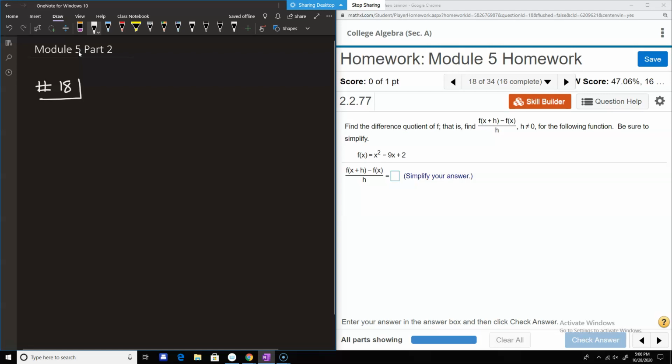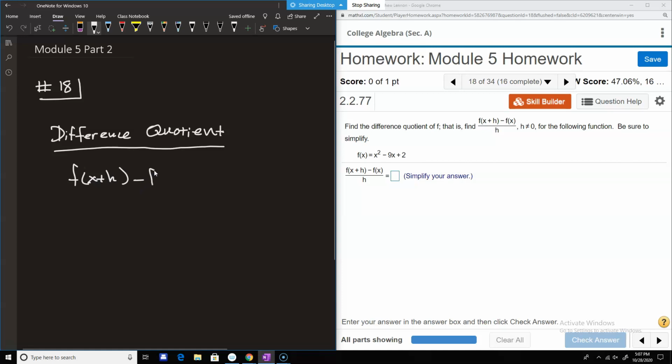You can think of this as really being like a slope formula between x plus h and x, and that h is kind of like a small increment. When you take calculus, you take that limit as that increment gets really small, and it gives you the approximation for slopes of tangent lines. So this difference quotient is f of x plus h minus f of x over h.